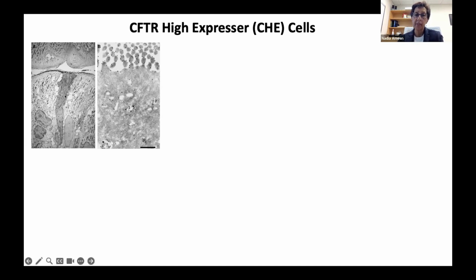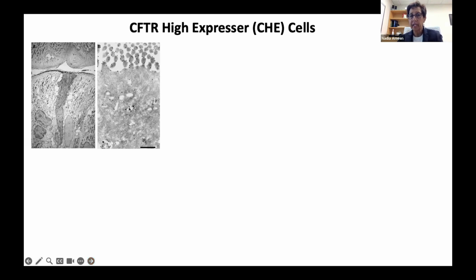Here you can see an image from rat jejunum showing that by EM, these cells are electron dense, they are long, and they extend with a basal nucleus. The brush border is a little bit disrupted on the villus epithelium in these cells. And at higher magnification, this shows the distribution of CFTR by immunogold. You can see the CFTR staining on the microvillar membranes, and then on endosomes, on the membranes of endosomes within the cytoplasm of the cell.